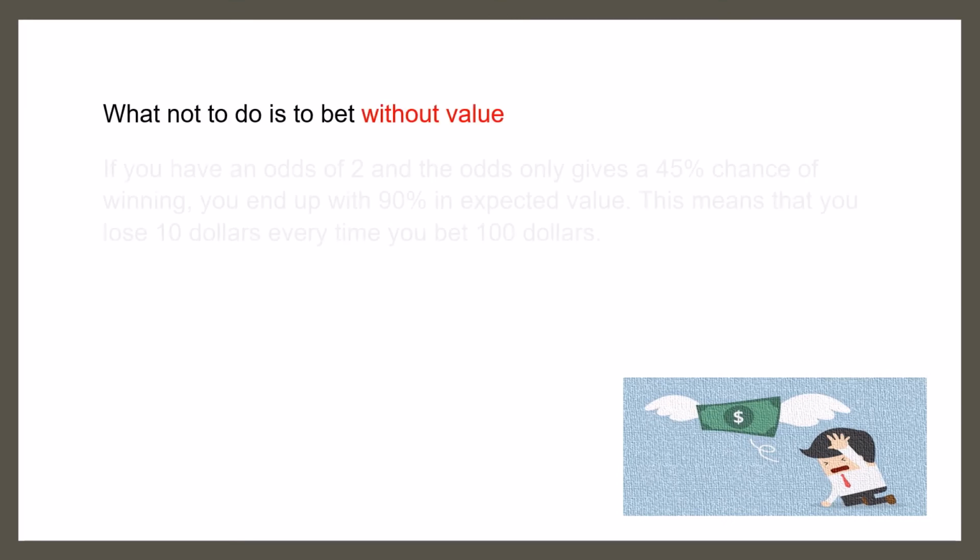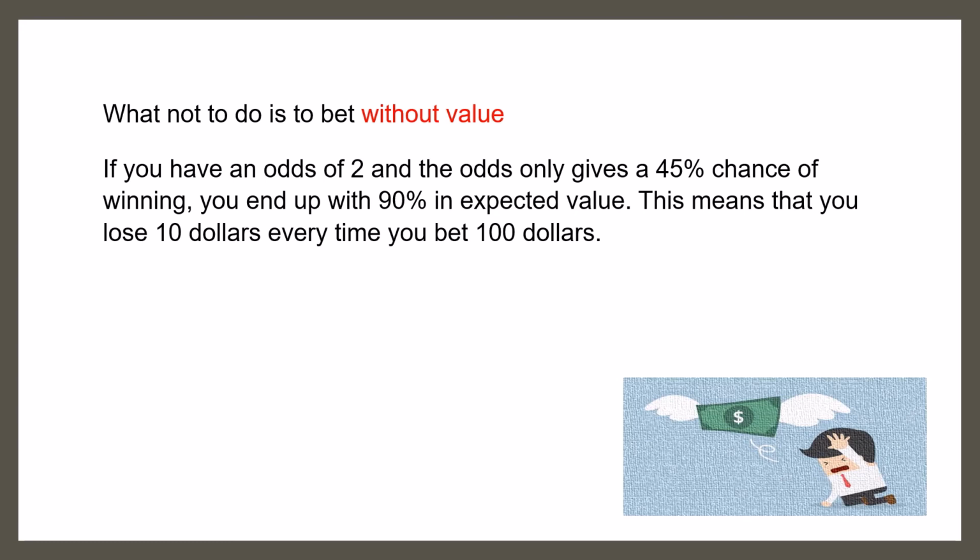What not to do is to bet without value. If you have odds of 2 and the odds only give a 45% chance of winning, you end up with 90% in expected value. This means that you lose $10 every time you bet $100. The margins from success to failure are very slim.